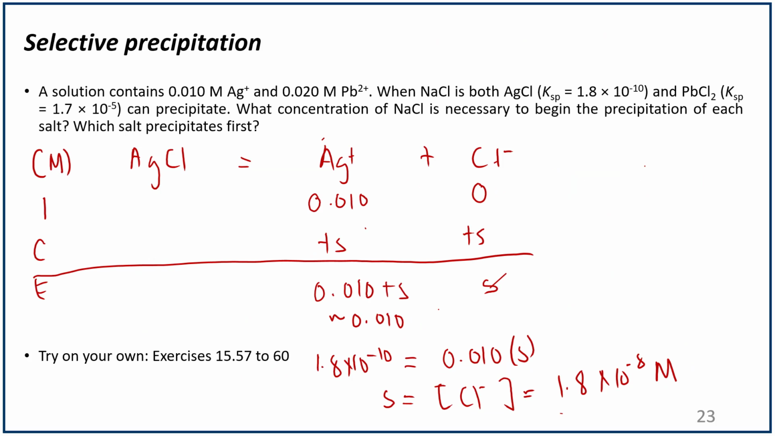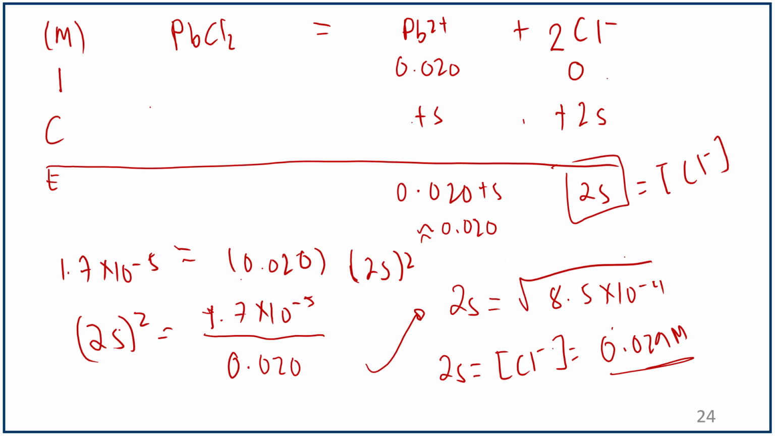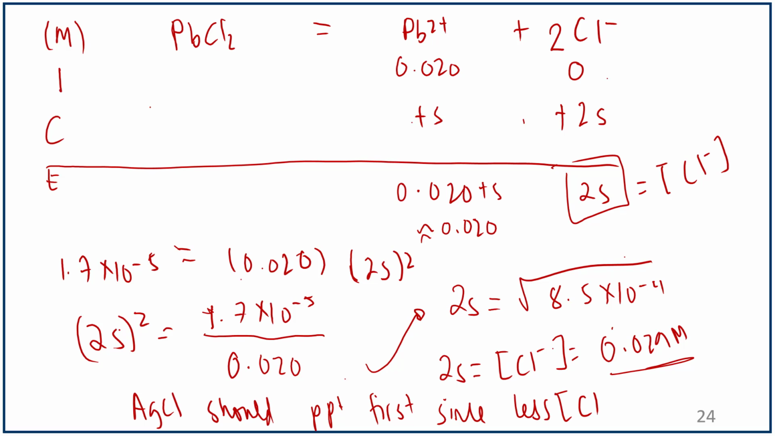Okay, so notice that this value of Cl minus that's needed to precipitate out lead chloride is much bigger than this value of chloride ions needed to precipitate out silver chloride. Therefore, silver chloride should precipitate first, since a smaller amount of chloride ions is needed than for Pb2+.